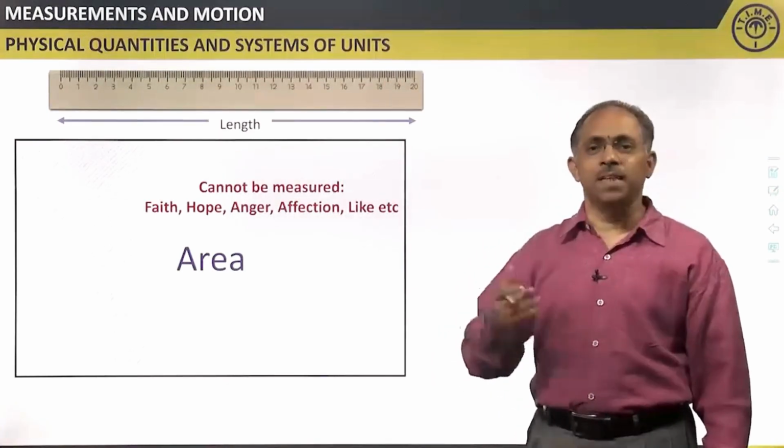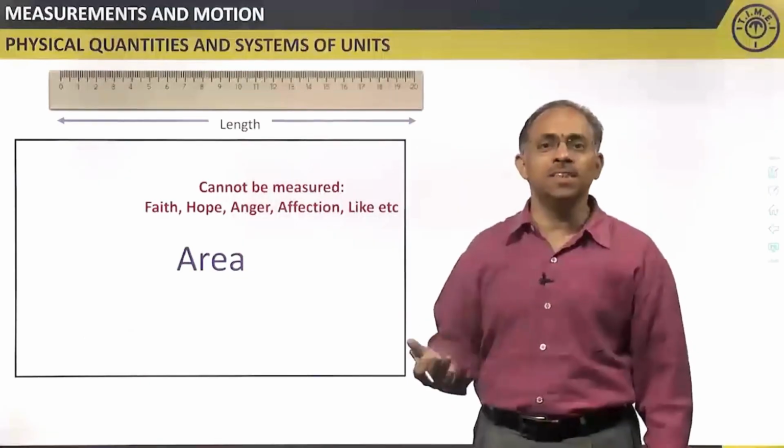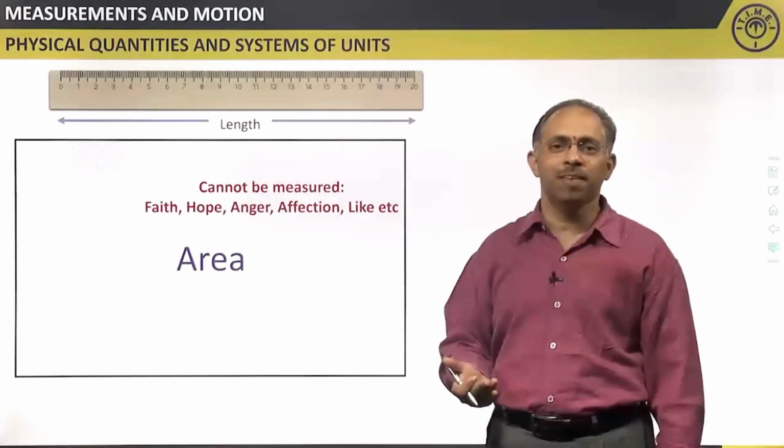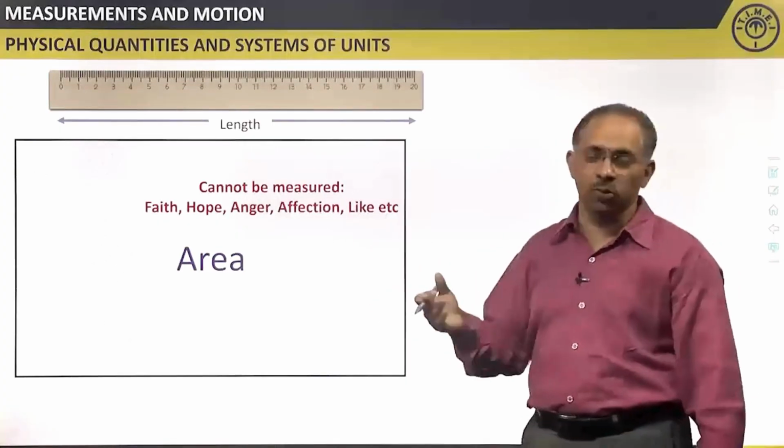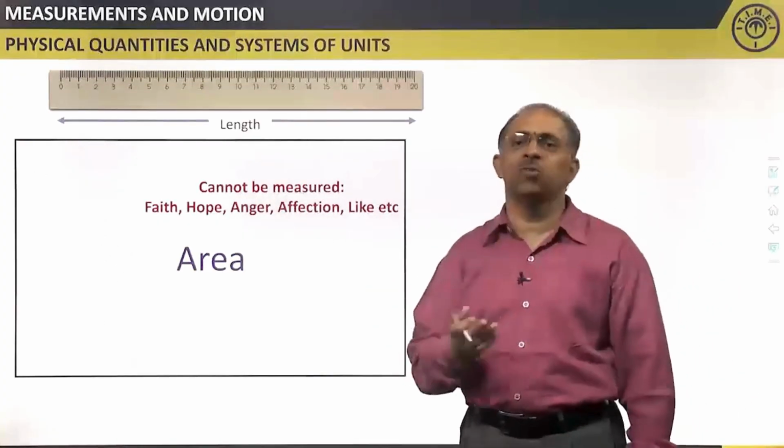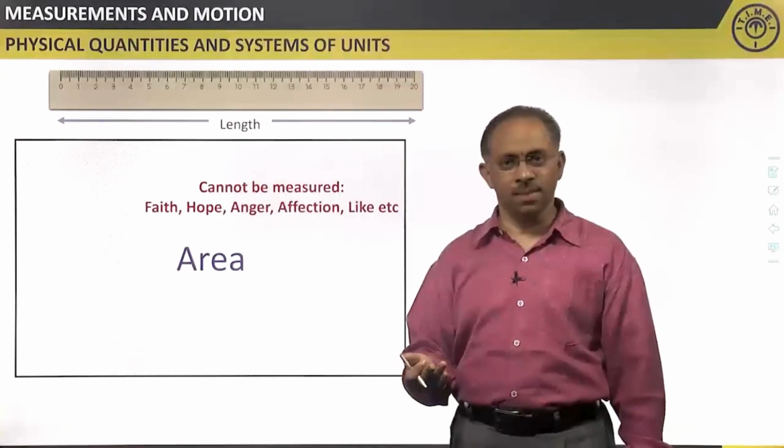Okay, if somebody is scolding you, you will get angry. How much? You cannot measure it. So, those quantities you cannot measure. That means there are certain things which we cannot measure, right?